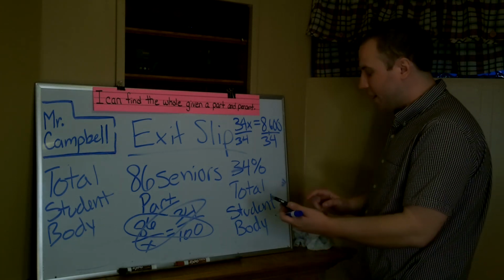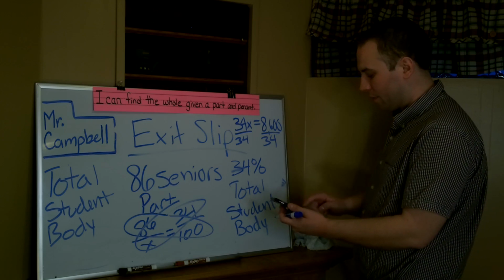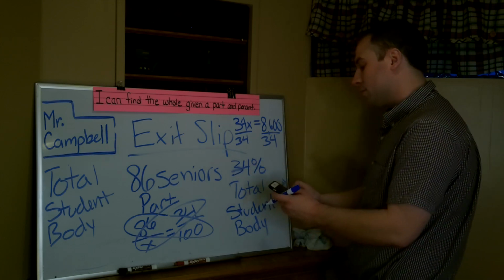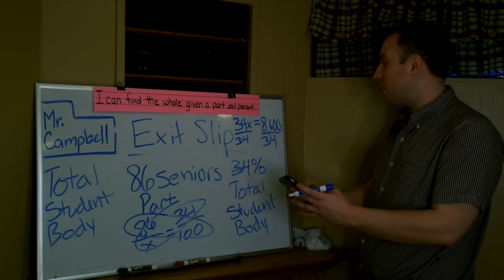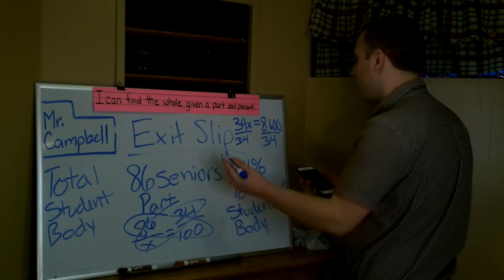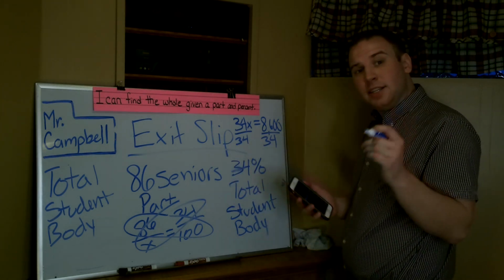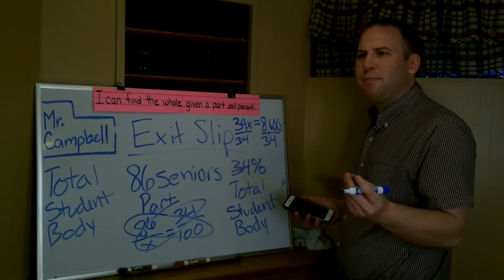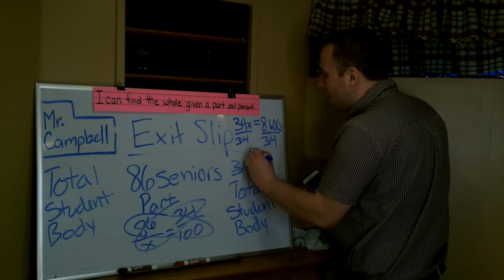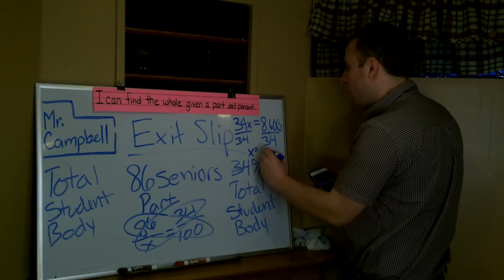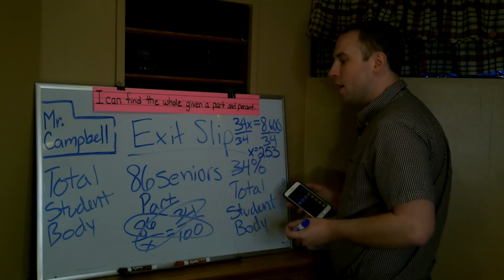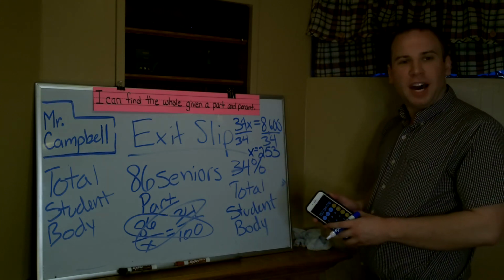Looking at this, the answer, let me just check my math here, would give me a decimal, but you can't have 0.9 of a student. That's kind of gross. Rounding, we would round to 253 for the entire student body.